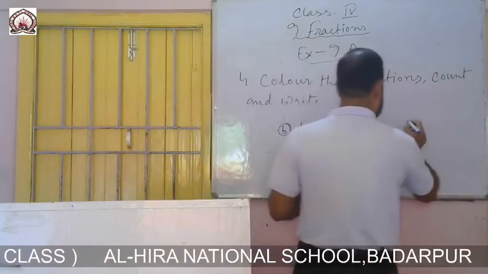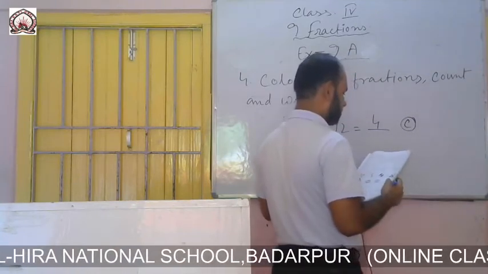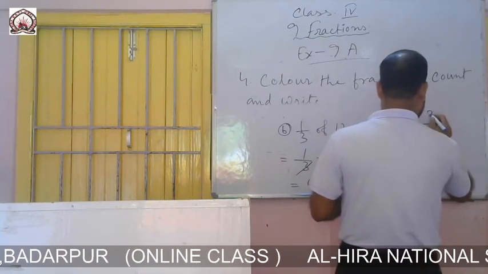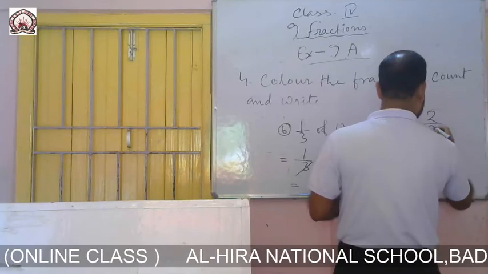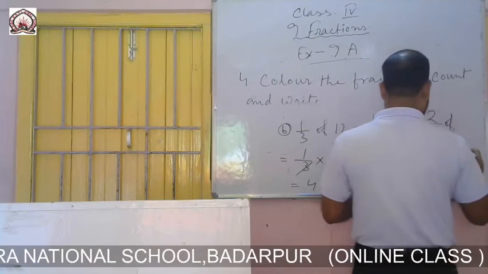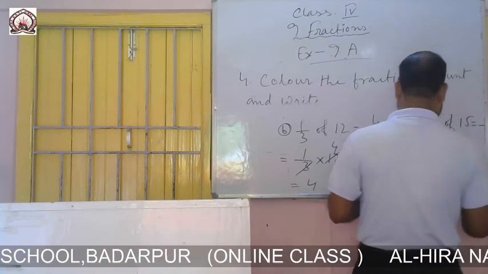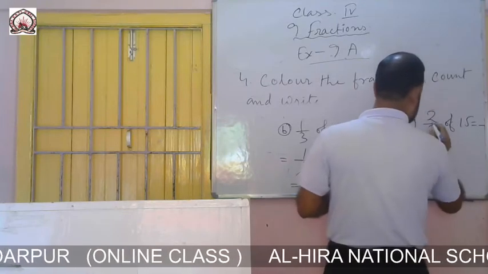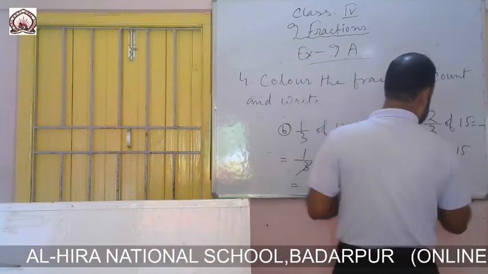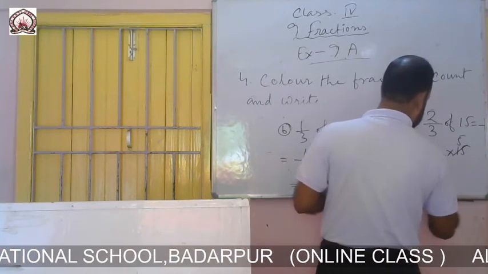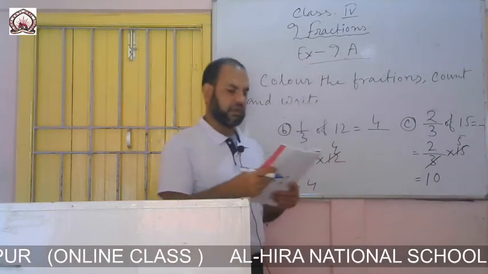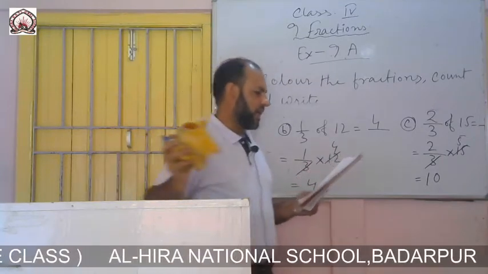Number C. Here 15 objects are there. We take out 2/3. 2/3 of 15 equal to dash. So here 2/3 into 15, cut 3 1 is 3, 3 5s are 15, answer is 5, 2 5s are 10. So you have to color 10, answer is 10.